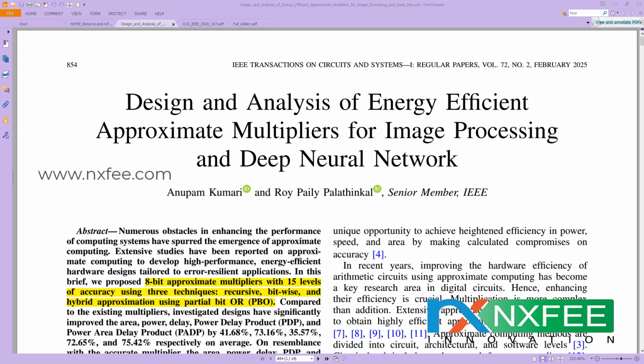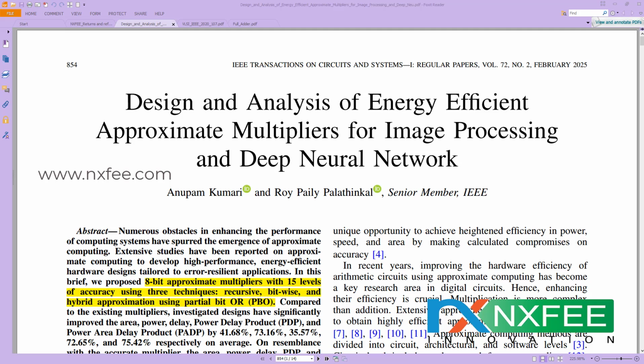Okay, so these multipliers are designed for tasks like image smoothing, edge detection and sharpening, where small errors do not drastically affect output quality. They are used in DNNs, especially for large scale matrix multiplications, which is also explored due to the inherent tolerance of neural networks to minor computation errors.